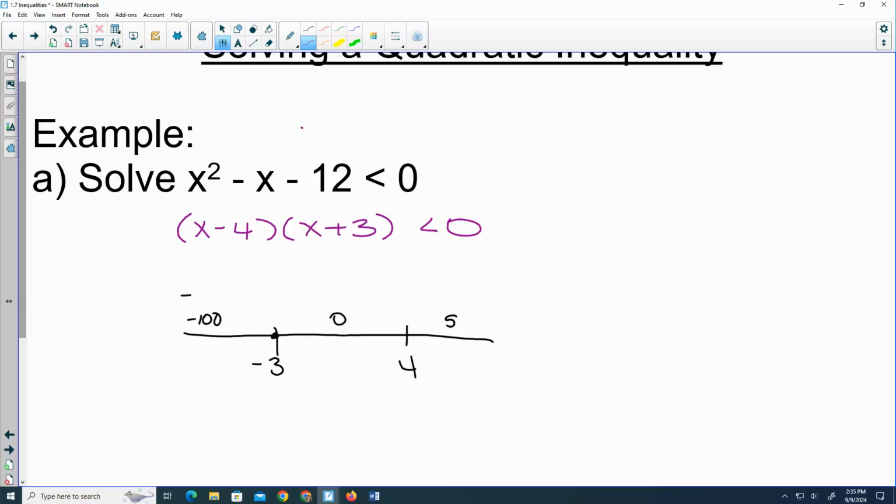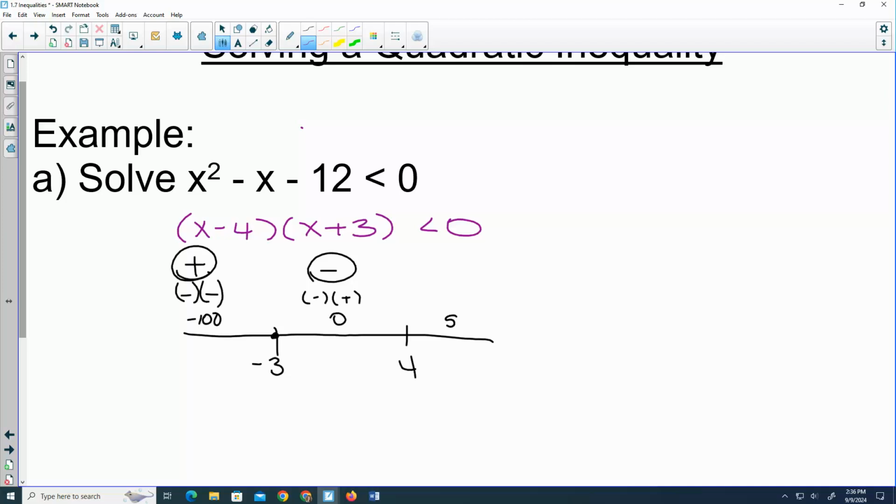Is negative 100 plus 3 positive or negative? If you multiply two negative numbers, what kind of answer do you get? Positive. So that means anything smaller than negative 3 that I might plug in would make this inequality positive. Are you guys all with me here? Okay, now we plug in our 0. So 0 minus 4 is negative. 0 plus 3 is positive. If you take a negative times a positive, you get negative. So every number between negative 3 and 4 makes this graph negative.